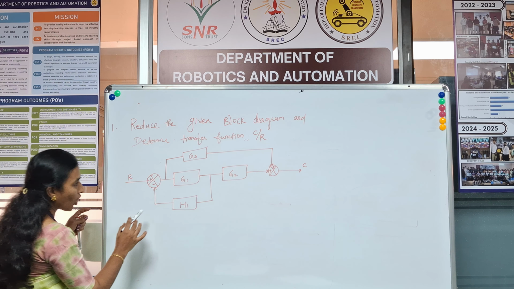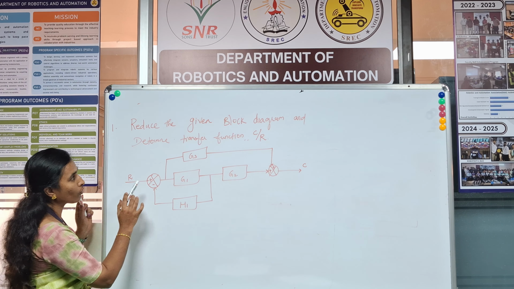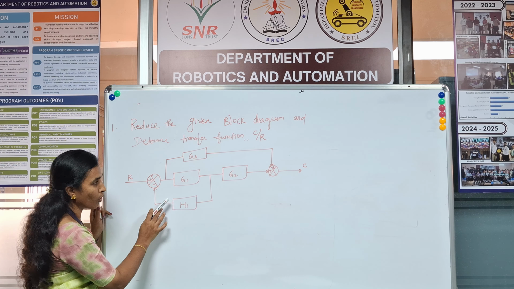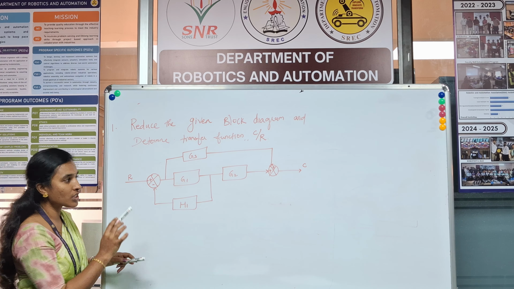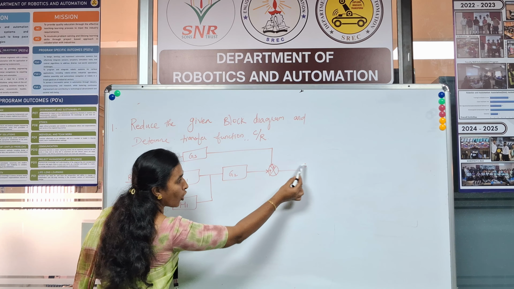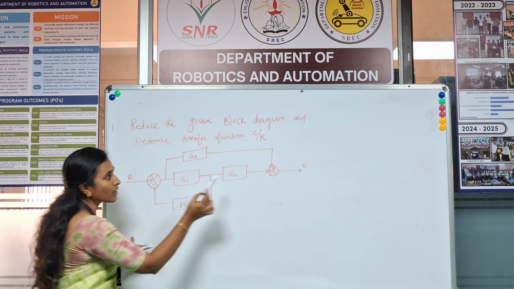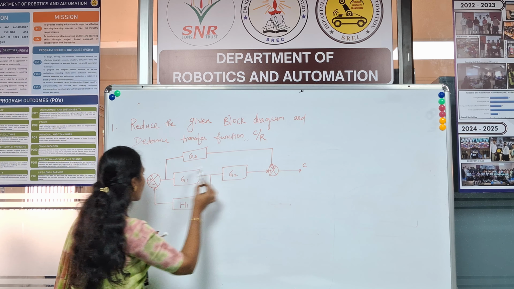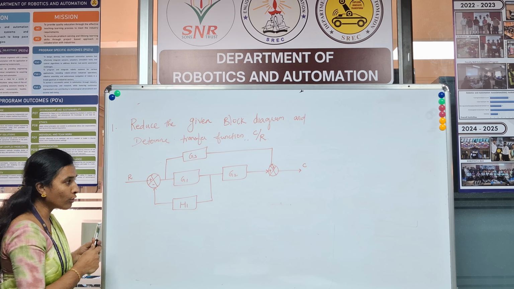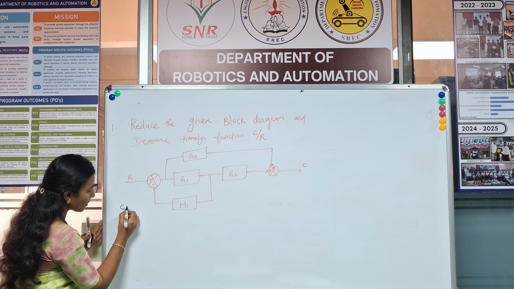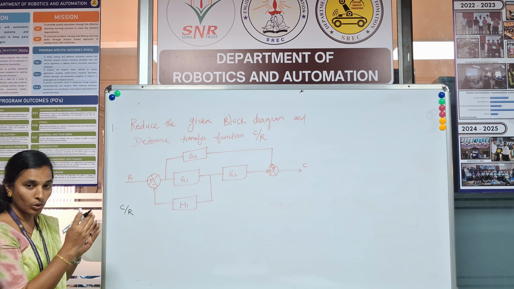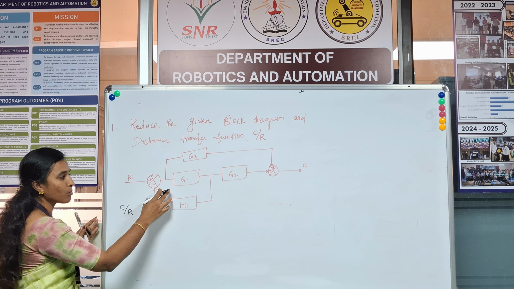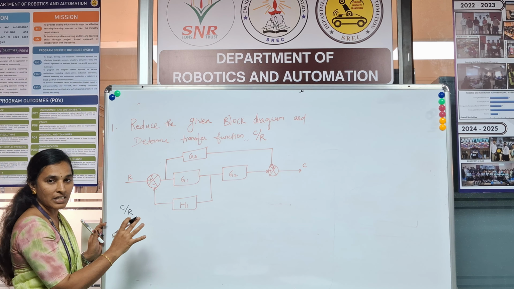So this is a simple block diagram that is given. What we need to do is reduce this block diagram and obtain the transfer function. Your transfer function is nothing but the transform of your output divided by the input, right? So here the output is C and the input is R. So you need to find the transfer function, which is nothing but C by R, by applying the block diagram rules and reducing this block diagram.